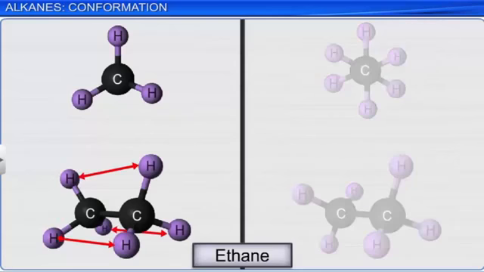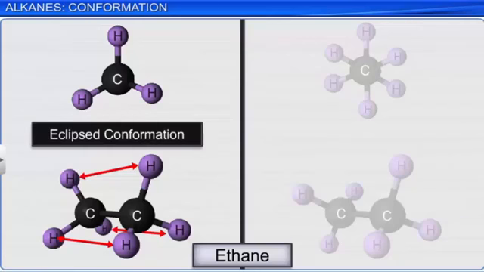When the arrangement has the hydrogen atoms close to each other, the three hydrogen atoms and carbon atoms at the back are hidden by the three hydrogen atoms attached to the carbon atom in the front. And so the arrangement is known as eclipsed conformation.